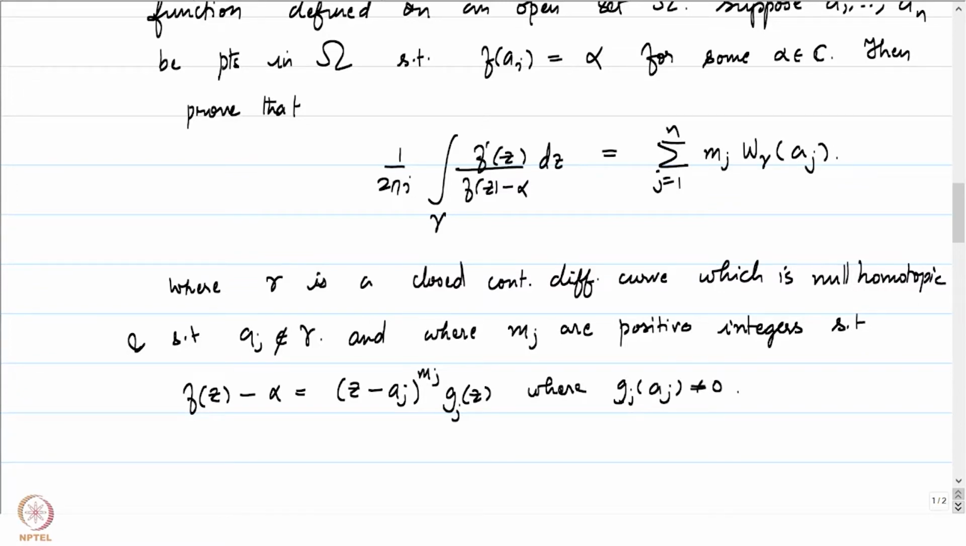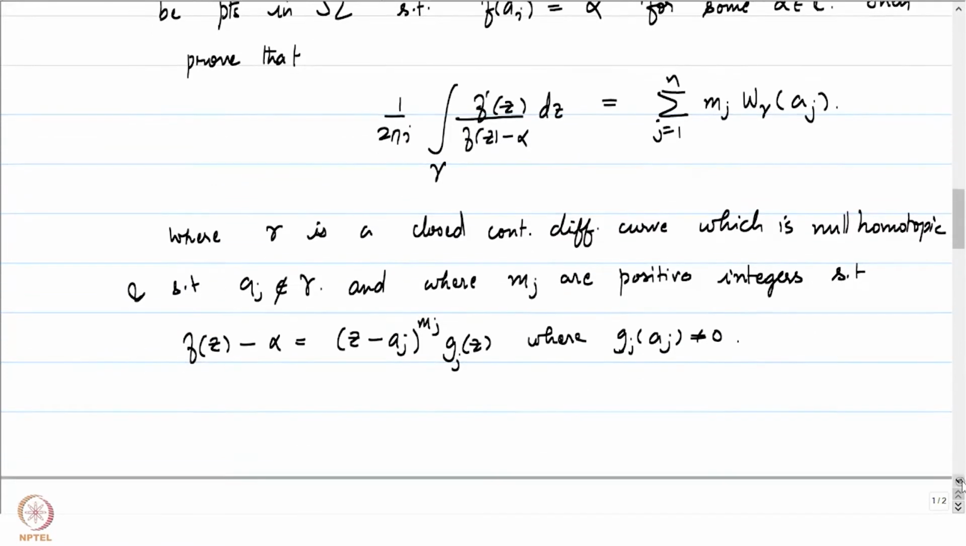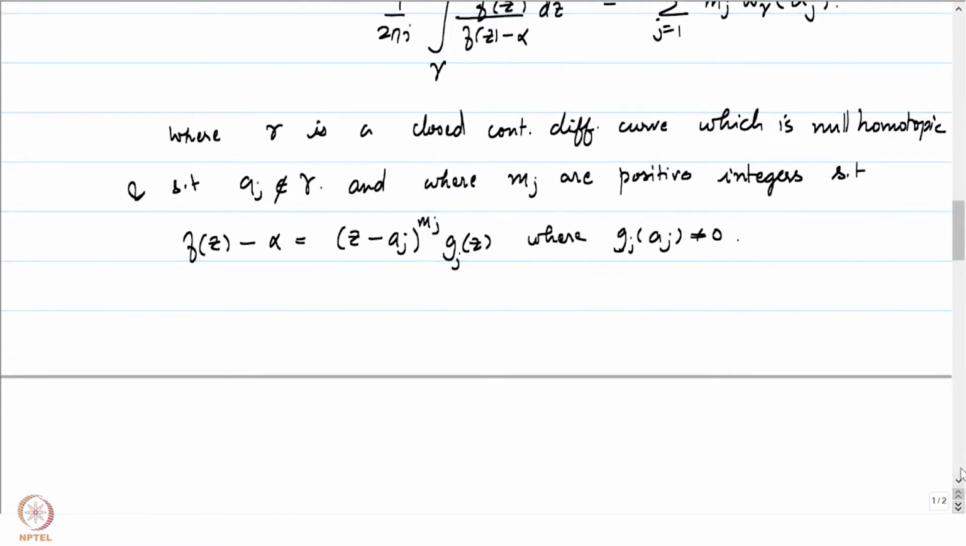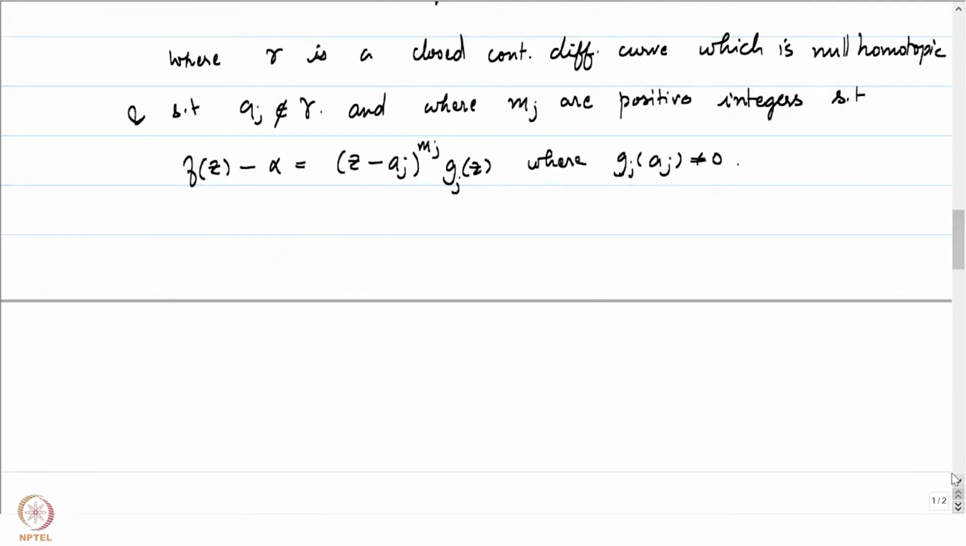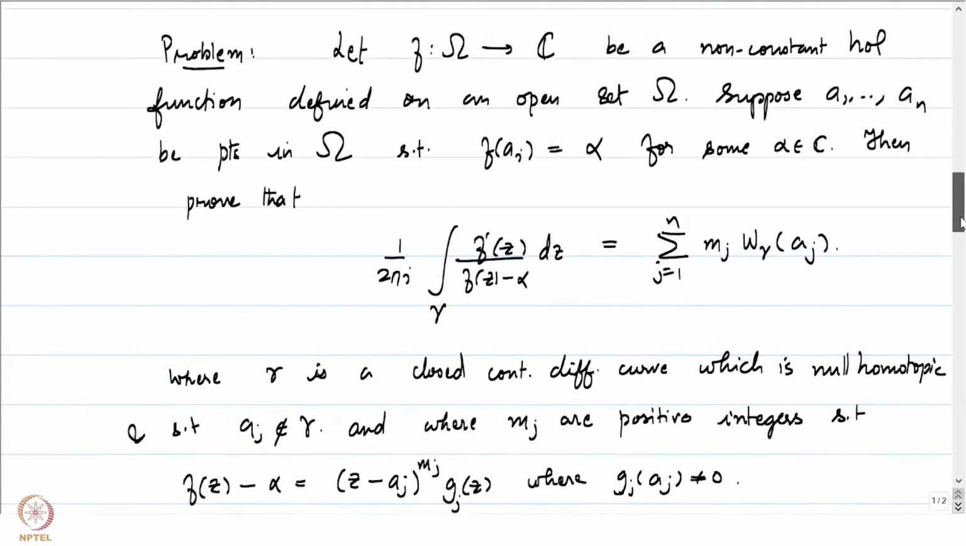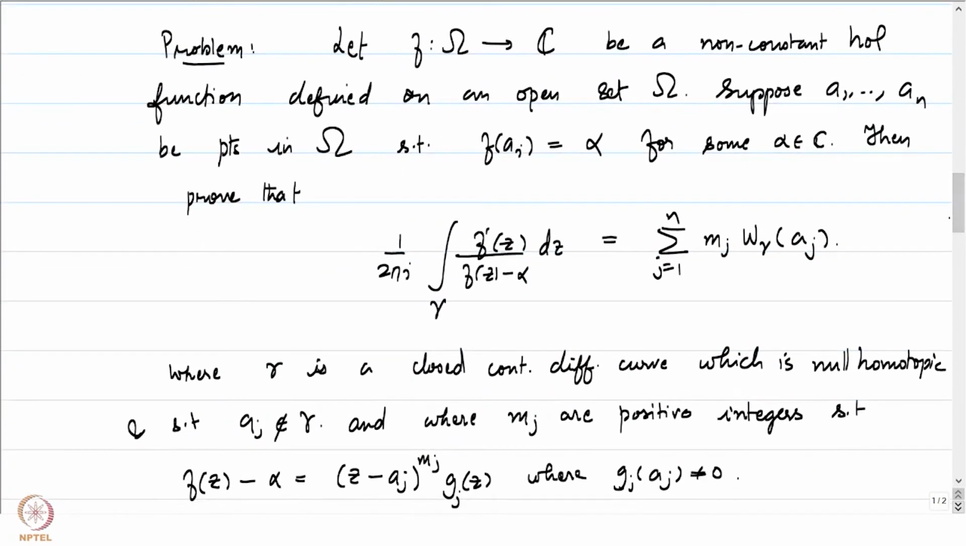So in some sense, it's the multiplicity of the zero at aj. Zero of what? Zero of f of z minus alpha. So this is exactly what is called the multiplicity at the point aj. We have already seen this multiple times earlier by using the factorization theorem and using the fact that f is a non-constant function. So here our goal is now to show that this integral is tied with the winding number of gamma around aj in this complicated manner.